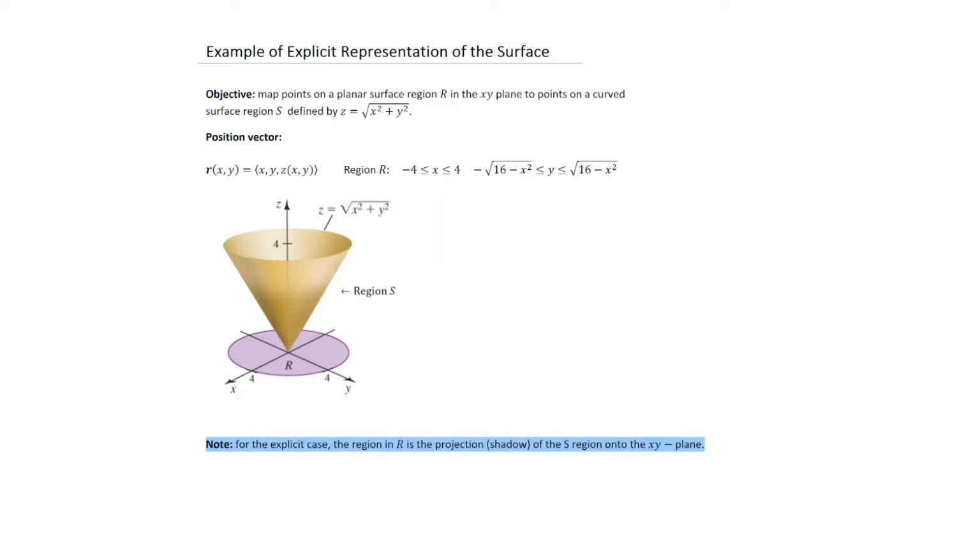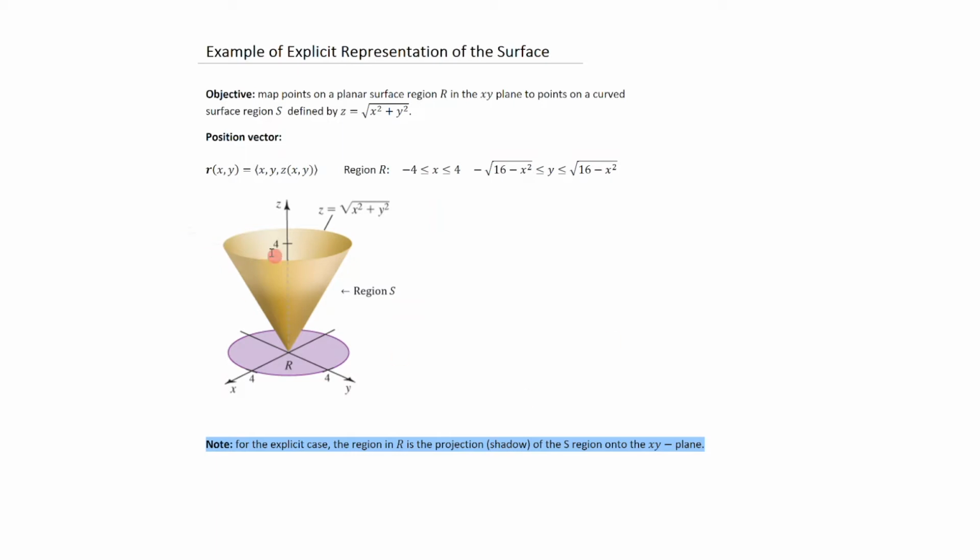So in this case, the position vector is going to be functions of only x and y. And so it's actually somewhat easy here because if the function of the surface is given to you explicitly, then the actual components of the position vector are x, y, and z, where z by definition is a function of x and y. So in this case, if you graph out the function, you end up with a cone.